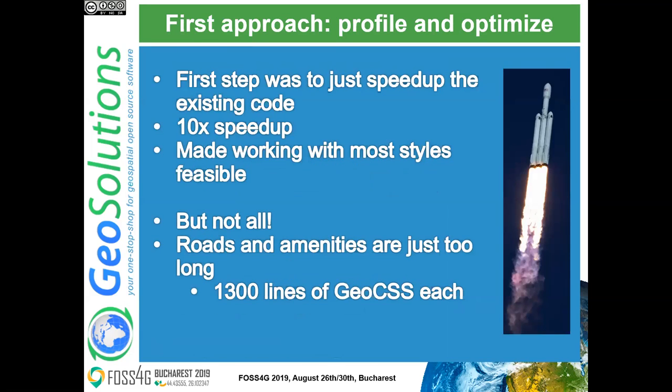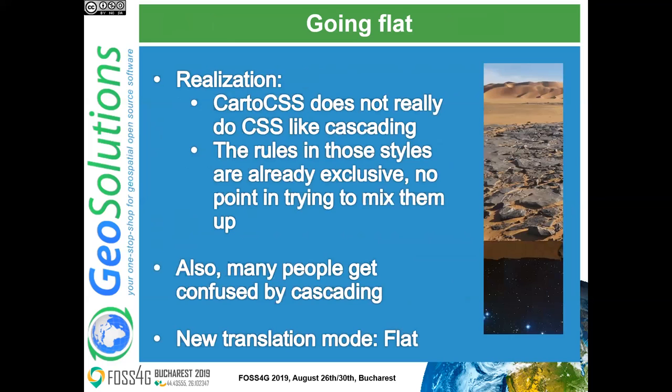The first approach was to just make the same work faster. And we achieved actually a 10 times speed up, which allowed us to work on most of the styles with sub-second translation time between CSS and SLD. And it was nice. Problem. There were still two styles, the roads and the amenities, which were just too long. They were well over 1,000 lines each. And those were still taking several seconds of translation time, too much for interactive editing. So what did we do?